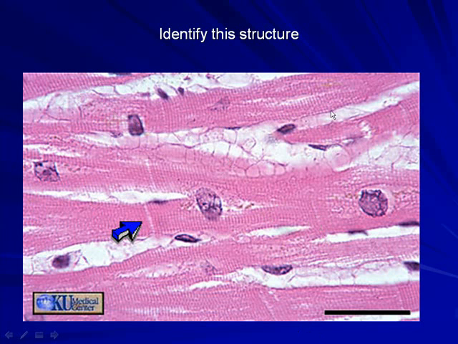I may ask you physical characteristics. List 3 physical characteristics. You could say striation. You could say intercalated disc. You could say branching muscle fibers. This is cardiac tissue.